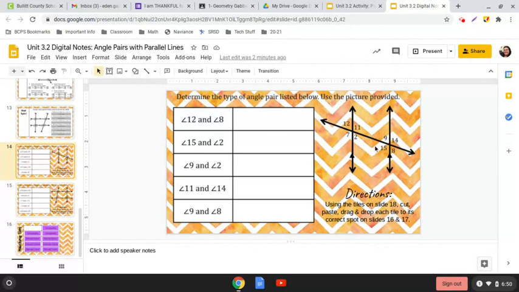12 and 8. So let's first determine if they're inside or outside of the parallel lines. Well, here's our two parallel lines, and 8's on the outside and 12's on the outside, so they're exterior angles. And then what else can we notice about these two? Well, they're on opposite sides of the transversal, so they're going to be alternate because they're across the transversal.